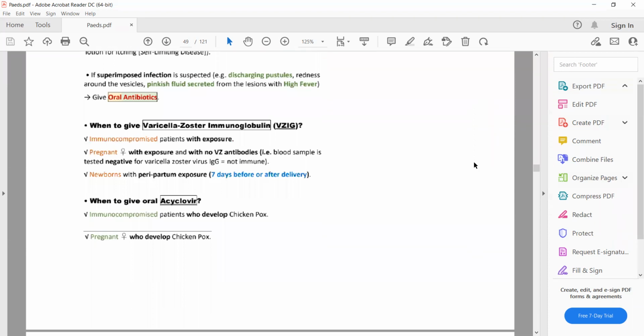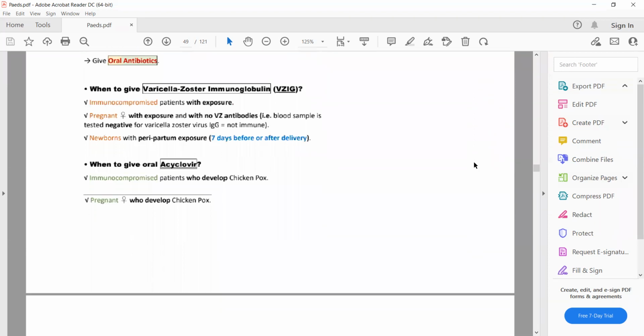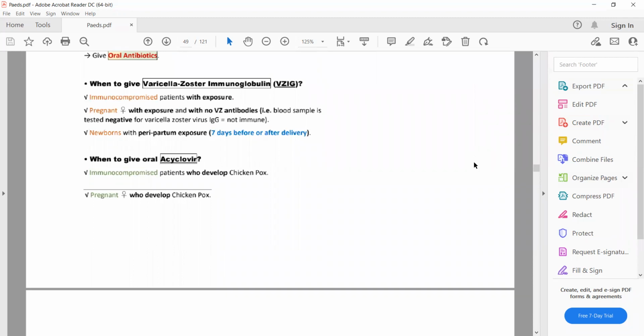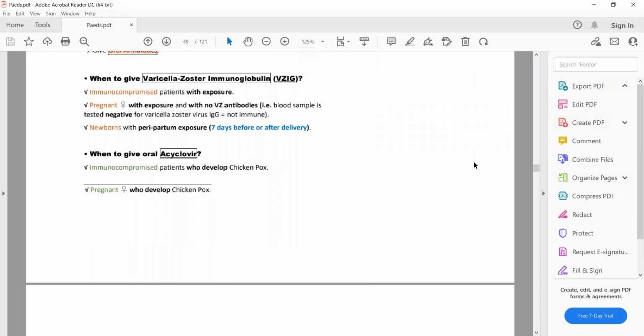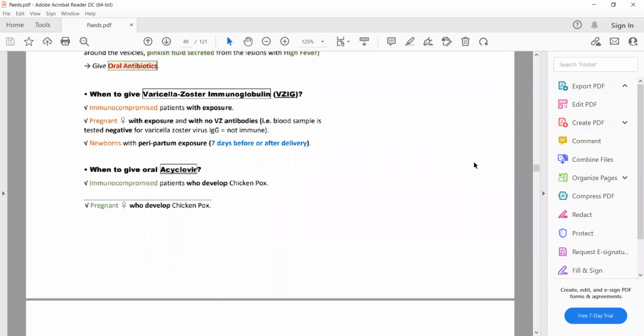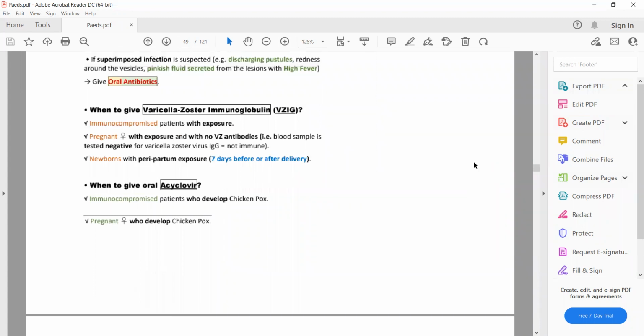Now, you need to remember 3 scenarios in which you need to give varicella zoster immunoglobulins, and 3 scenarios in which you need to give acyclovir. In immunocompromised patients, in pregnant patients, and in newborns, varicella zoster virus can cause serious disease, serious complications. That's why in these 3 circumstances, you need to give either varicella zoster immunoglobulins or oral acyclovir.